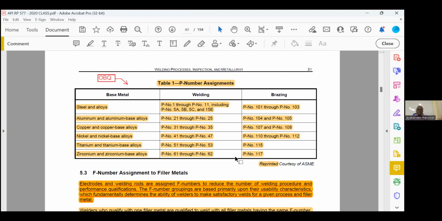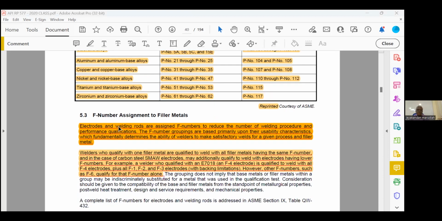Page number 31. P number table, because section 9 will repeat here also, so no problem. Then F number, highlight these 3 lines. The electrodes and the welding rods are assigned F number to reduce the number of welding process performance qualifications. The F number grouping is based on the usability characteristics, which fundamentally determines.